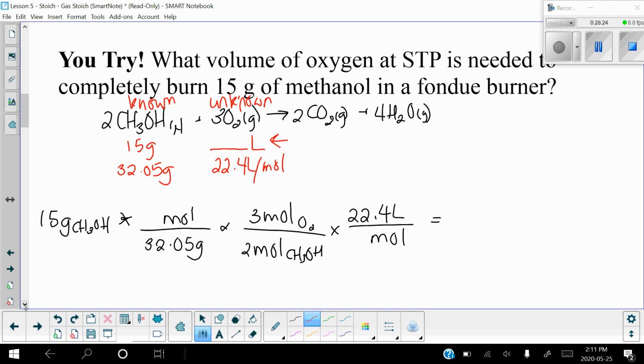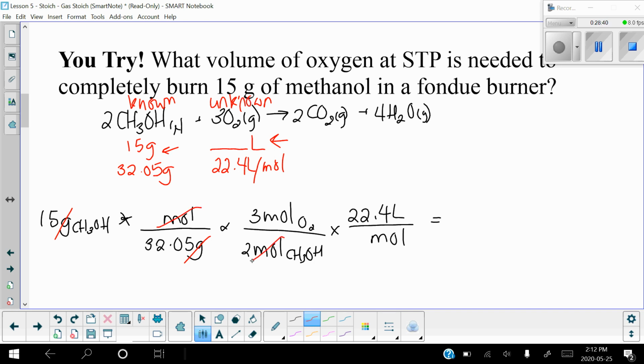Starting my Stoich statement, I start off with the grams of methanol and use molar mass to convert it into moles. The reason we use molar mass is because we are given mass, and the way to convert mass into moles is to use molar mass. Once I have moles, I used my molar ratio.